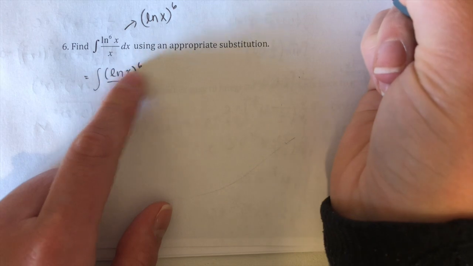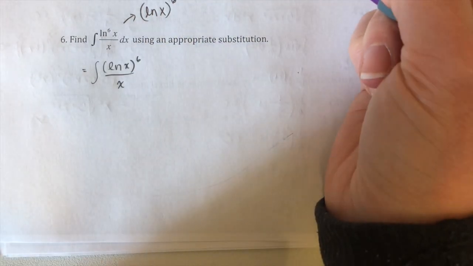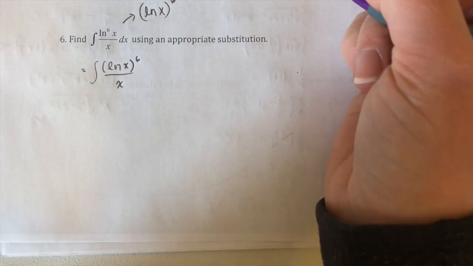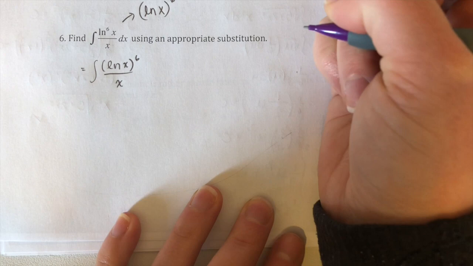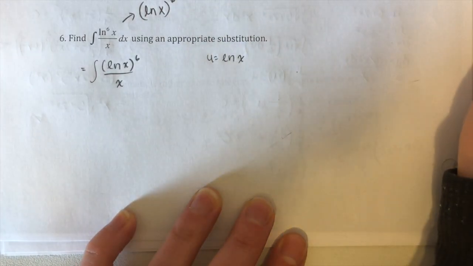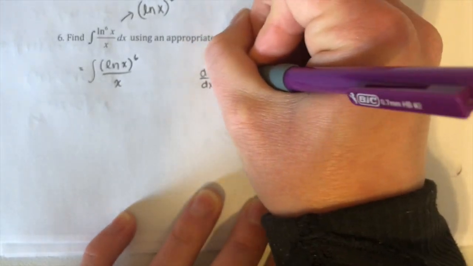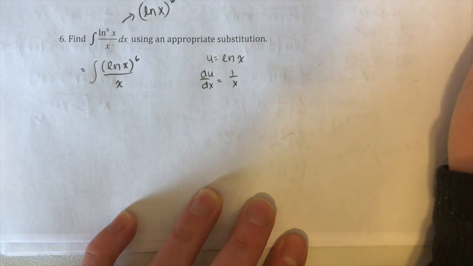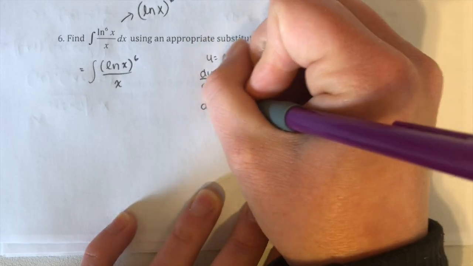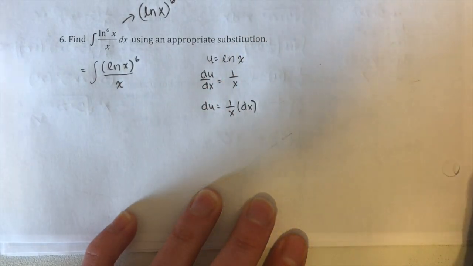Generally, if you see something like this to the 6th or something inside something else that's complicated, whether it's under a square root or in a cosine sign or being raised to an exponent, it's a really good idea for your u. So I'm going to say u is equal to ln x. Then du dx would be equal to the derivative of ln x, which is 1 over x. So then du, if I move the dx over, is going to be 1 over x times dx.